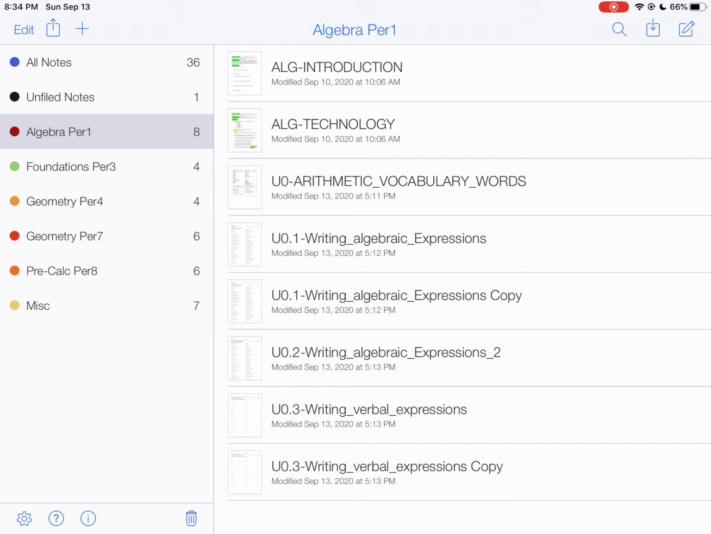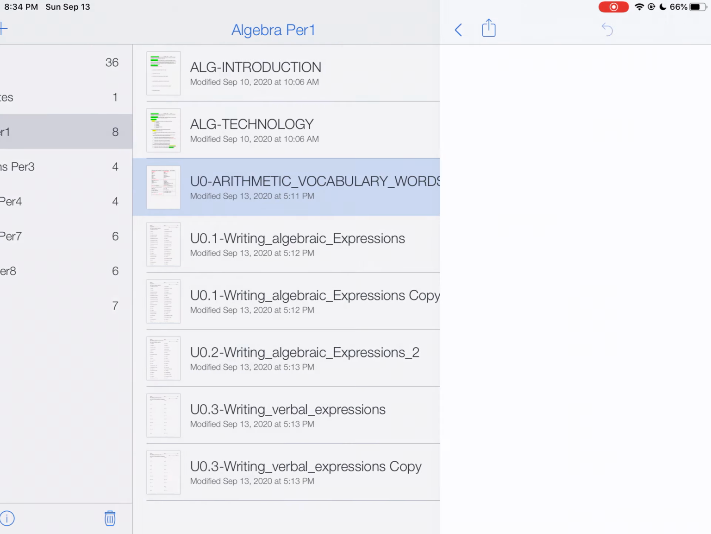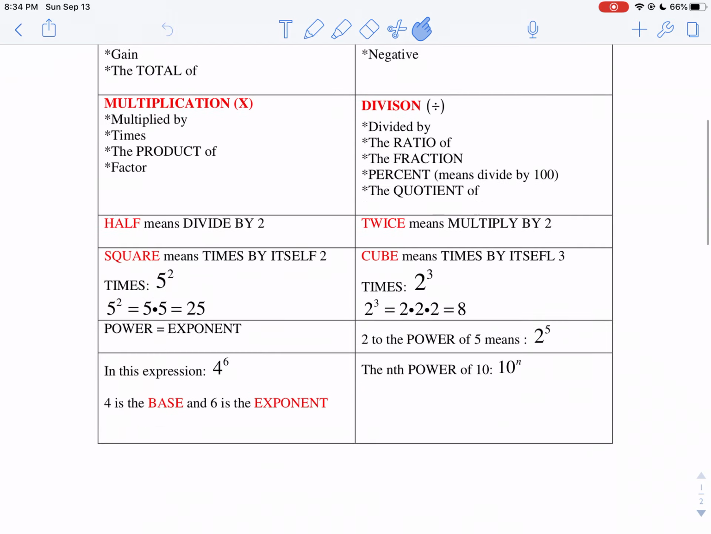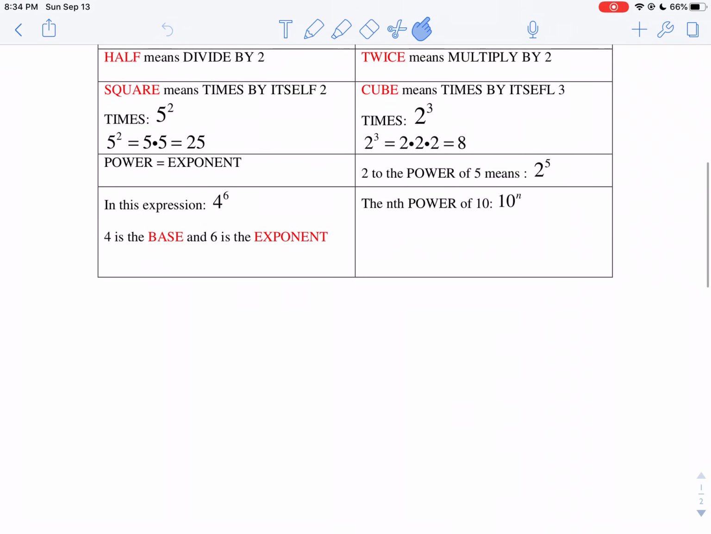All right, class. Today I'm going to show you how to do our unit 0, which is working with arithmetic vocabulary words. Okay, so we have the operations. Basically, in this class, we are going to be looking at addition, subtraction, multiplication, division, and then we might go over higher level operations like what is 2 to the power of 5, or what is an exponent, or what is a base.